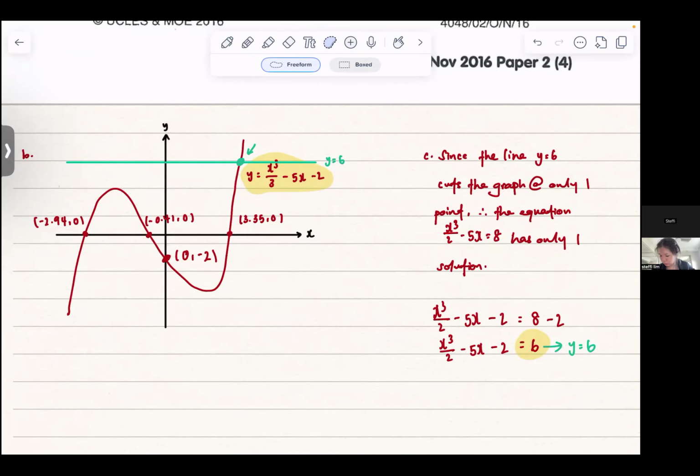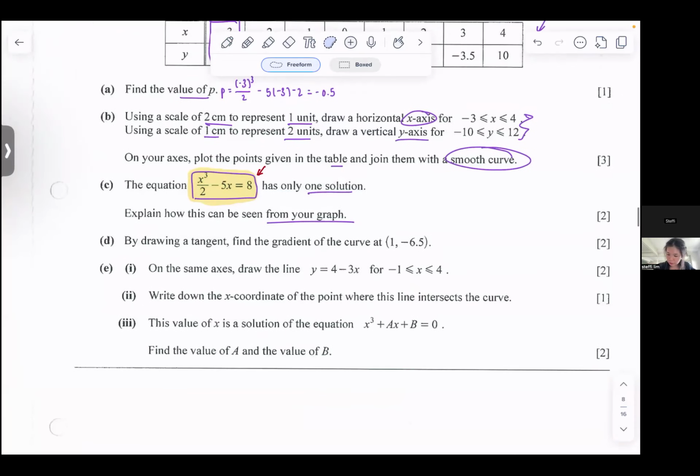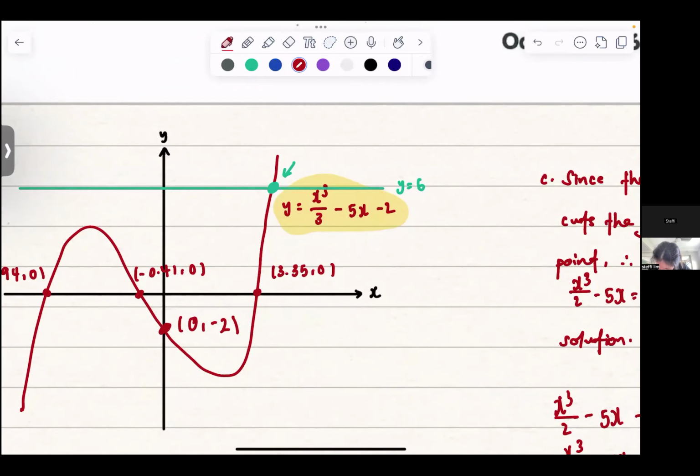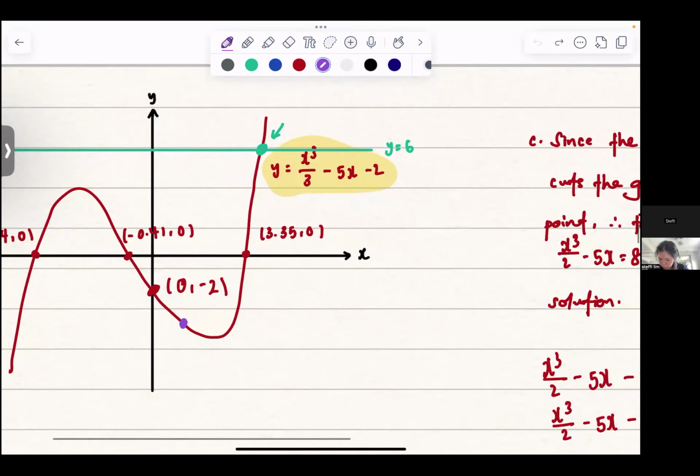All right, okay. So part D. By drawing a tangent, find the gradient of the curve at 1 comma -6.5. Okay, so 1 comma -6.5, it should be somewhere around, yeah, I'm going to use purple. Maybe it's here? Okay, this is not drawn to scale, yeah? So you should go and see which. Nope. That's not like it. Okay.